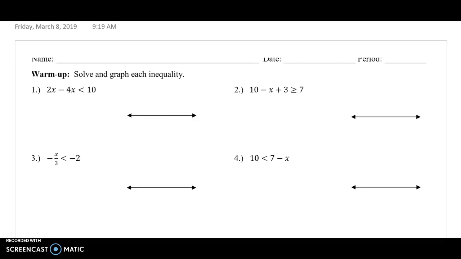So what I want you guys to go ahead and do right now is pause the video, try the 4 warm-up problems, and then when you press play, you're going to see the answers appear in a second, and then you can pause it again and take some time to go over them.